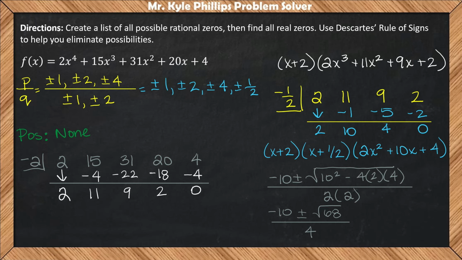So let's come over here and write our solutions. So x is going to equal -2, -1/2, and x is going to equal -10 plus or minus root 68 all over 4.